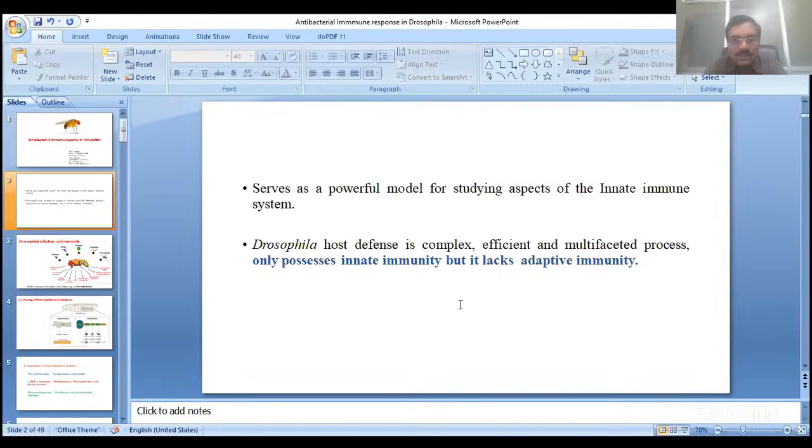So it shares a similar system compared to human beings, especially innate immunity. It is a very complex, efficient, multifaceted process, and it only possesses innate immunity, not adaptive immunity. We all know that there are two types of immunity that we come across, adaptive as well as innate. Innate is genetic and inborn. Adaptive immunity is the one which, during lifetime, an animal or organism shows to a particular specific antigen.